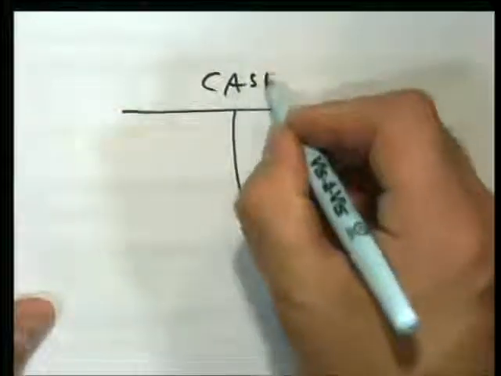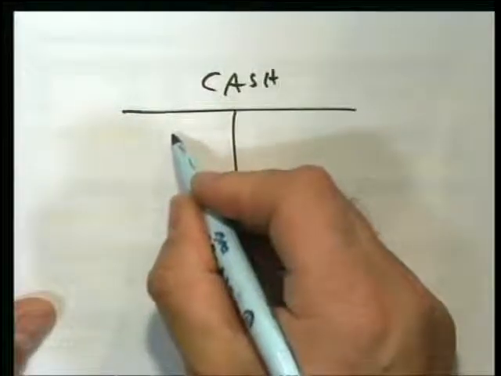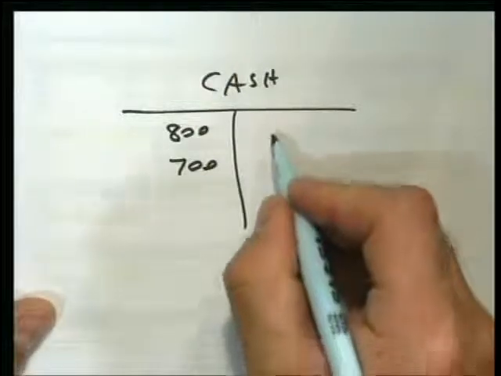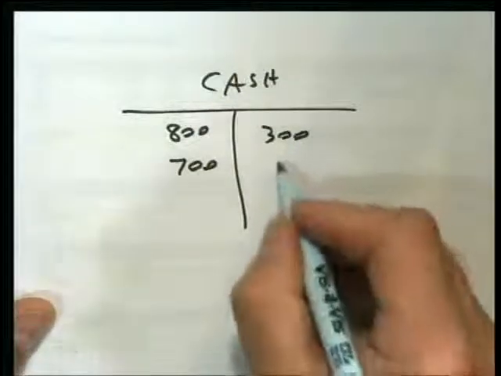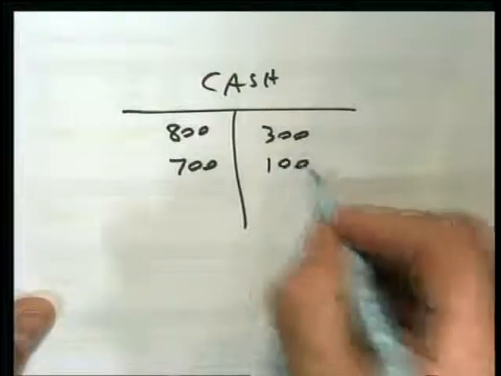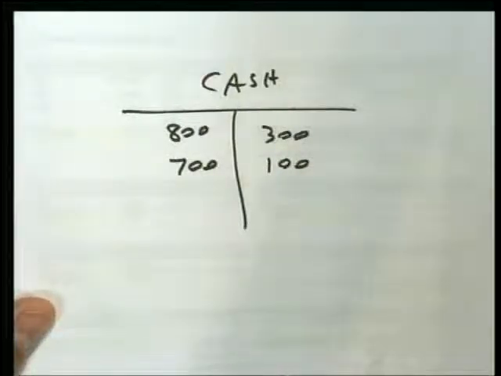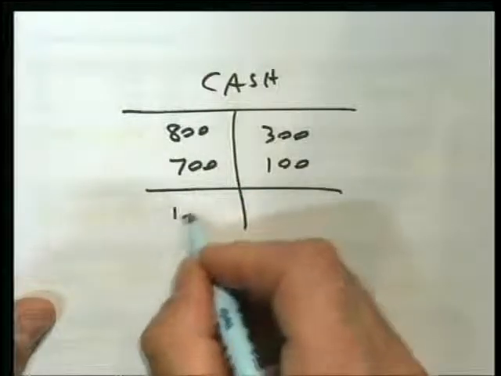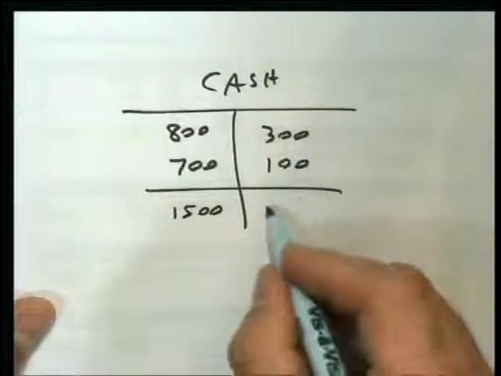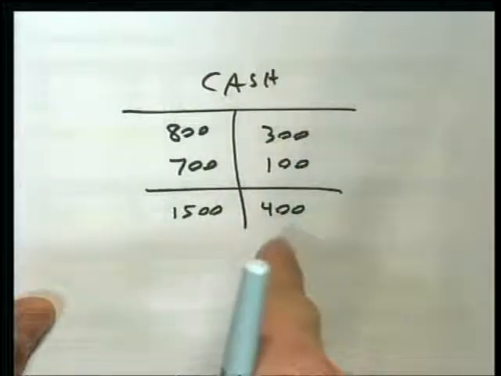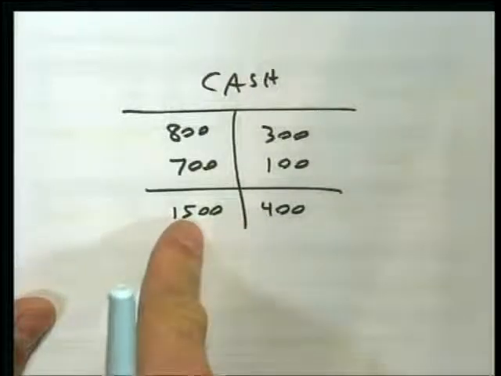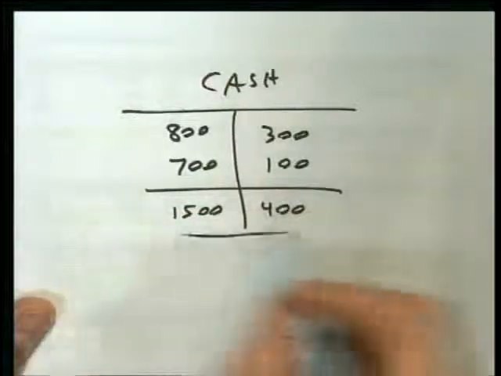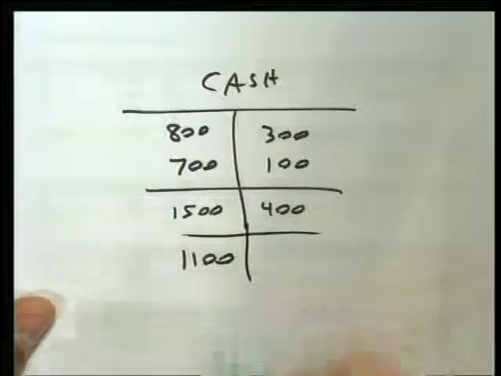If this is cash, and this is 800 and 700, and this is 300, and this is 100. Some students do it this way, the way I'm going to show you. They say, okay, what's the total here on the debit side? It's 1,500. What's the total here on the credit side? It's 400. And then they just take the smaller number from the bigger number and say, okay, who wins here? This side's bigger. 1,500 minus 400 is 1,100, and that's their ending balance.